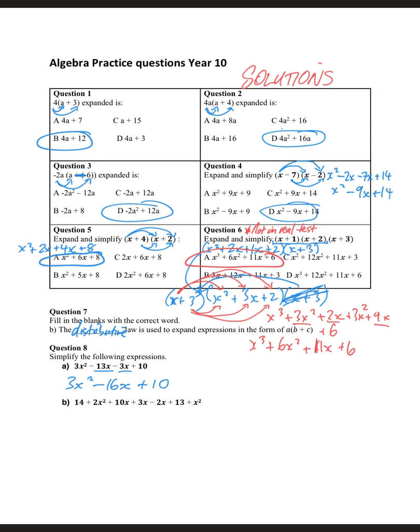Here we have multiple 2x squareds. You've got 3x squareds. You have multiple x terms. 10x plus 3x is 13x. Take 2x is positive 11x. And then I have 14 plus 13. That's 27. All right, that's the first page done. Moving on.